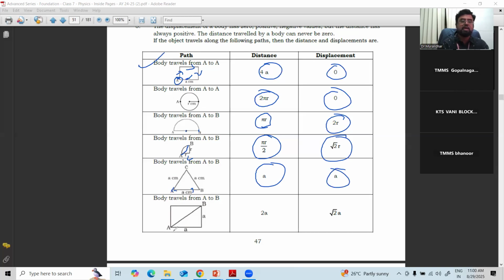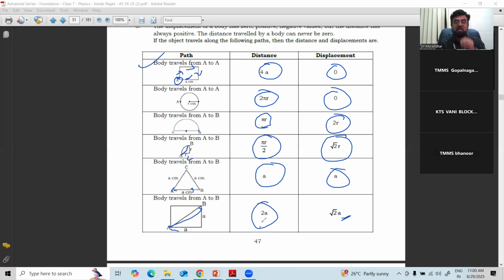Body travels from A to B again here. So again, AC square is equal to AB square plus BC square, under root of A square plus A square, under root of 2A square. Okay, root 2 A square is the displacement, whereas the distance is 2A.